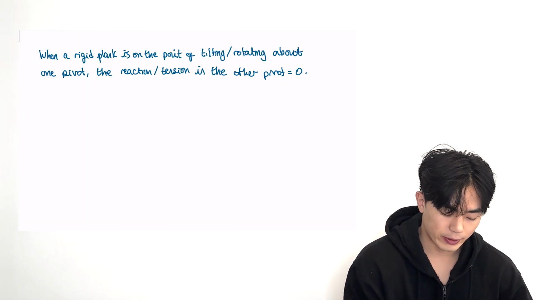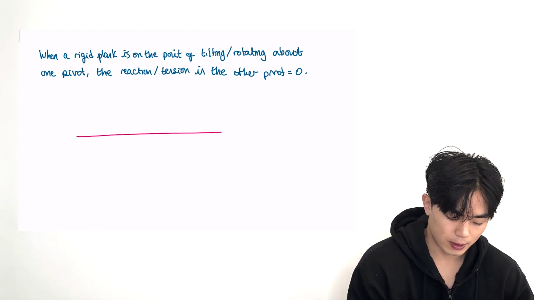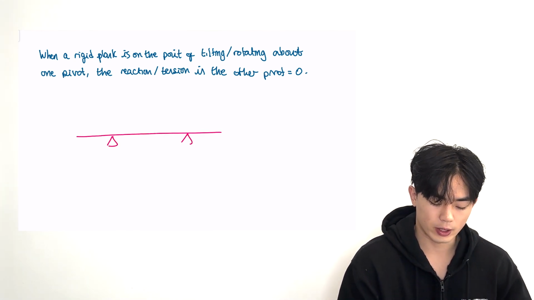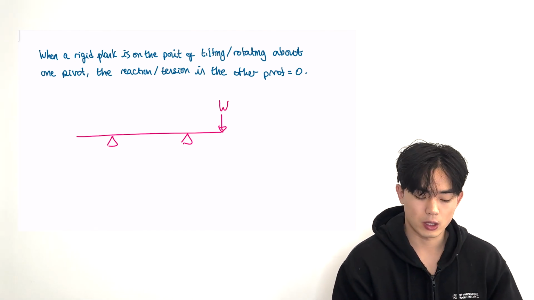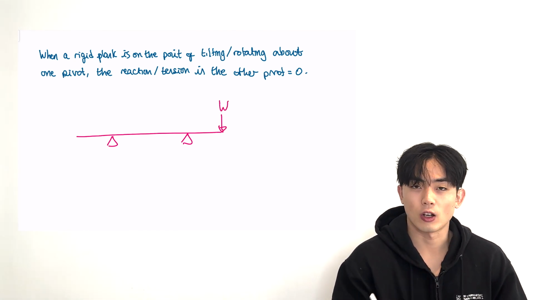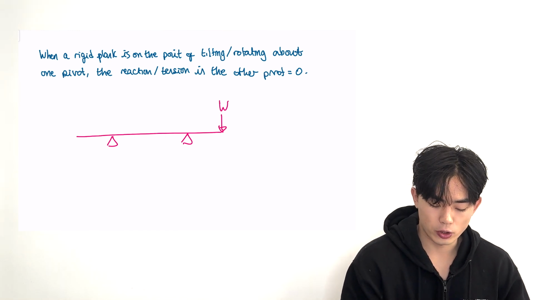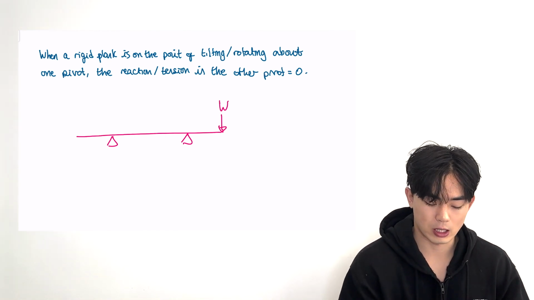So what we mean by that is, if I was to show you an example, if I have a rigid plank and I've got two pivots, and I put a mass here, let's say a mass of W or weight of W, what this is going to do is create a clockwise moment. And therefore it's going to push downwards in a clockwise direction.